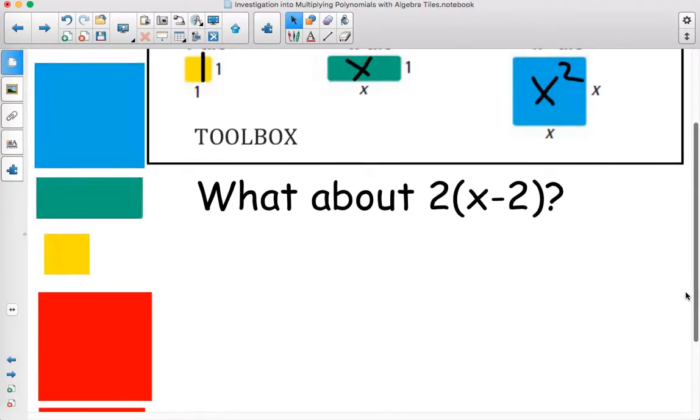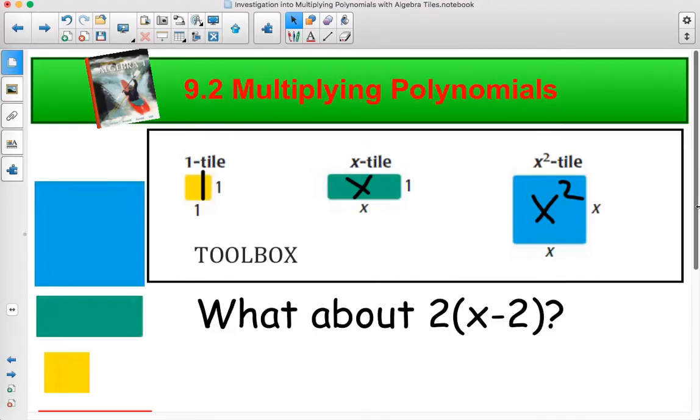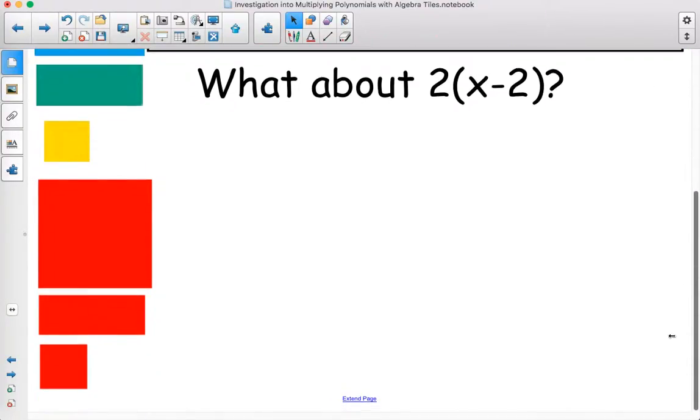Before I wanted to do that, I wanted to show you how to think about it with a negative. So if I had a 2 times an x minus 2, how do I think about negatives? Well, the way that they do it with algebra tiles, if you flip any of your algebra tiles over, you notice that every single one has a red side, and the red side denotes negative. So I'll show you how that works to visualize it.